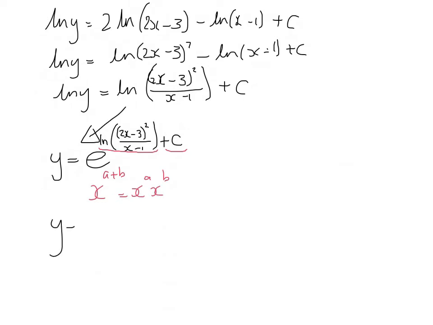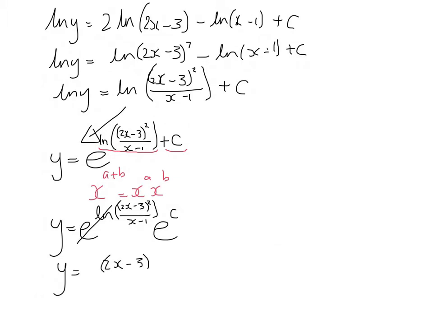So this is equal to y equals e to the ln of (2x - 3) squared over (x - 1), times e to the c. Now the e and ln cancel because log to base e is the opposite of e to the power of, giving us (2x - 3) squared over (x - 1). And instead of e to the c, we normally just call it A, because it's just a number.